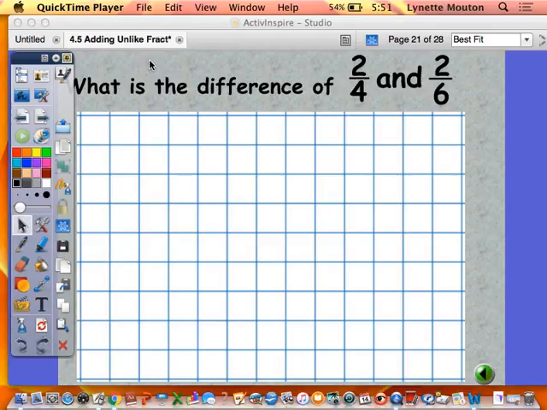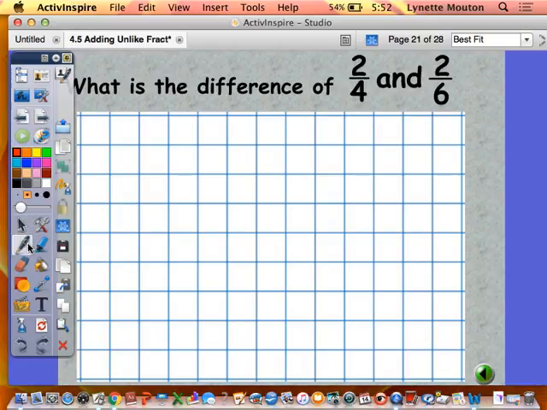This is subtracting using unlike fractions, and we're going to do it a little different this time because both of the denominators will have to be changed. So remember, we're looking for like denominators. You cannot subtract unless you have like denominators.